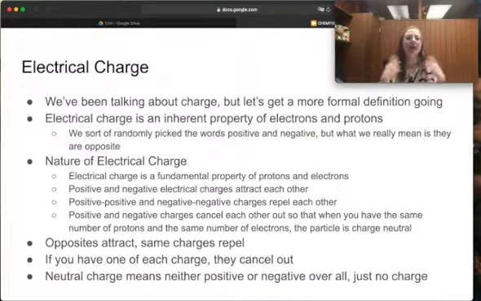So to sum it up, opposites attract, same charges repel. If you have 1 of each charge, they cancel each other out. And again, a neutral charge means neither positive nor negative, no charge. So that's how we're going to think about it. I'll continually be talking about positives and negatives and balances, and whether you have as many positive charges as you do to balance each other out. So it's really important that you dig in and really understand this concept here.